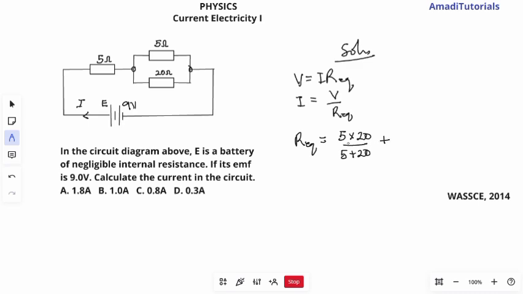Then plus, which is in series with this one, plus what? 5. So this will be 5 times 20 divided by 25. I don't want to multiply it out so that I can do some calculations easily. So 5 will cancel itself once, and cancel 25, giving 5. This 5 here will cancel itself once, and cancel 20, giving 4. So the whole thing remaining there will be 4 plus this 5 here, which equals 9 ohms.